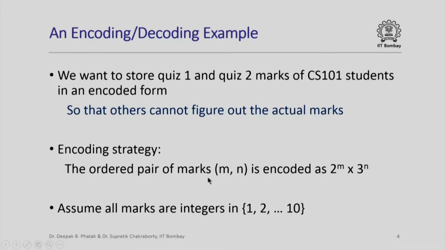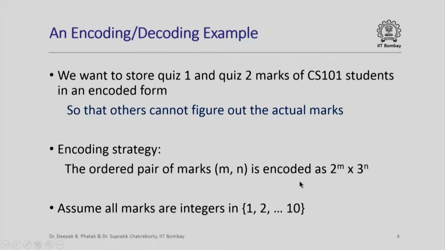So an ordered pair of marks m comma n, m is the marks in quiz 1 of a student, n is the marks in quiz 2 of the same student. We are going to encode this ordered pair as the single integer 2 raised to m times 3 raised to n. And let us assume that all marks are integers in the range 1 through 10.